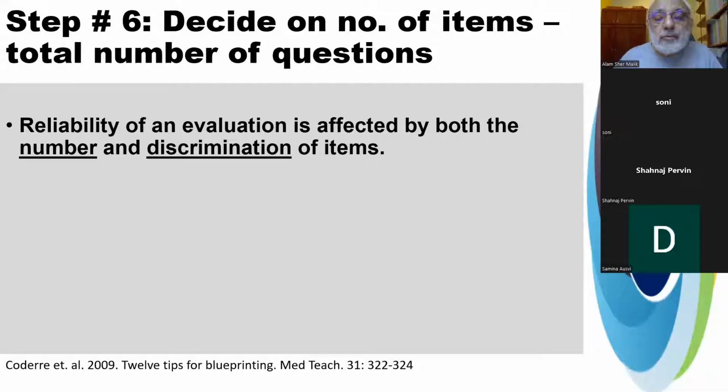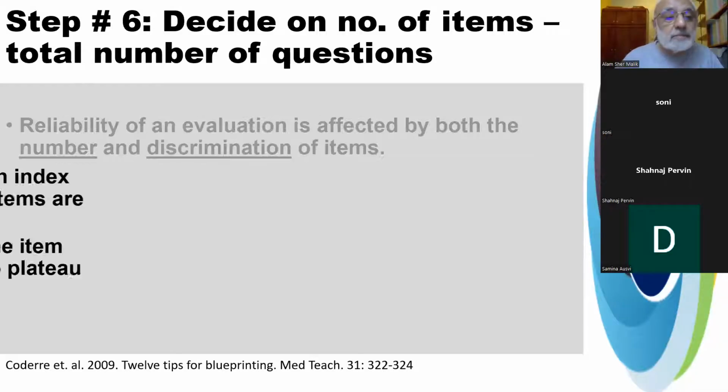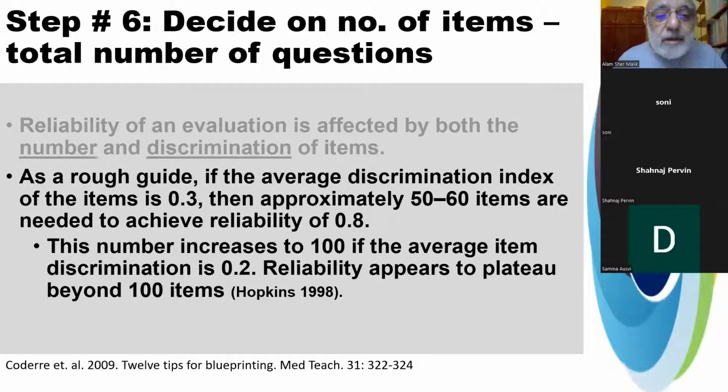Reliability of an evaluation is affected by 2 factors, that is the number and discrimination of items. As a rough guide, if the average discrimination index of the item is 0.3, then approximately 50 to 60 items are needed to achieve a reliability of 0.8. That would be an ideal situation to have a discrimination index around 0.3 and to have a reliability of 0.8.